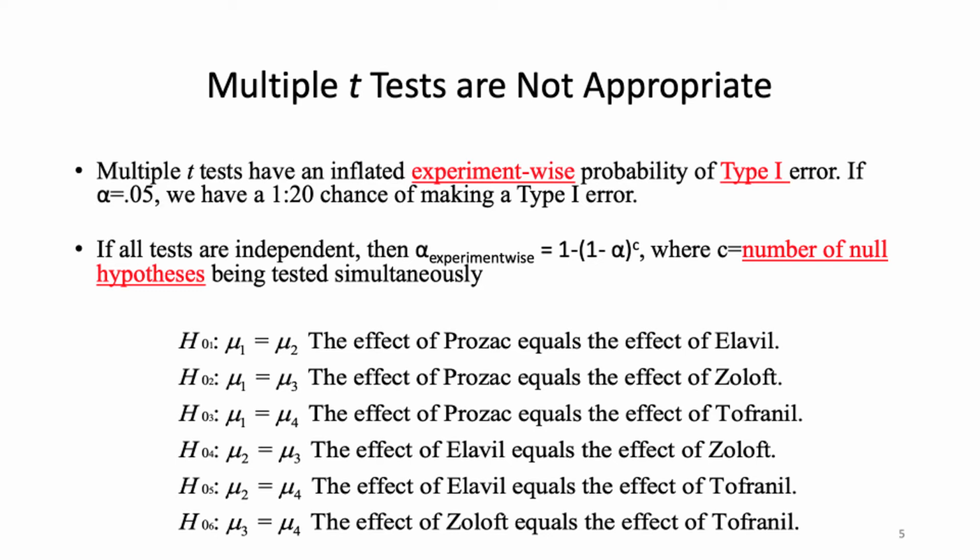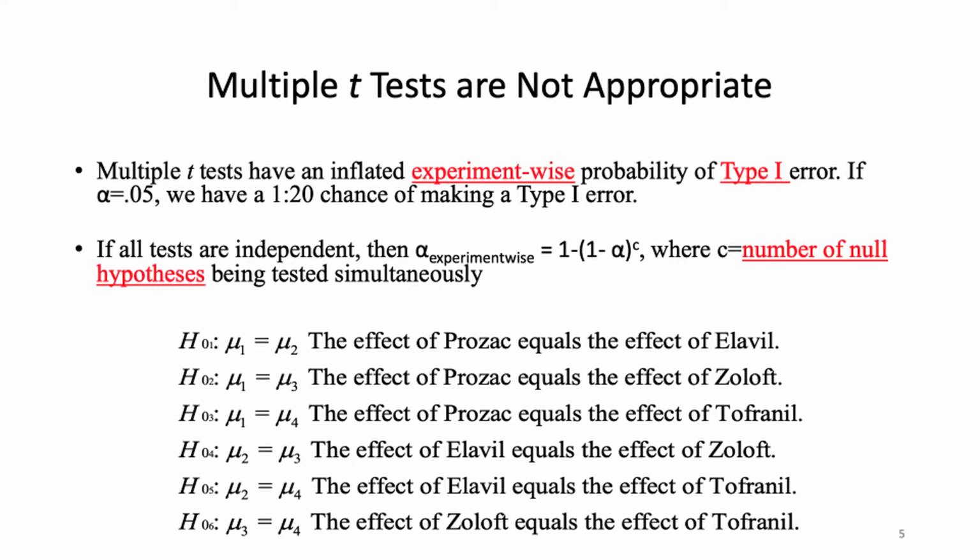So for example, let's say we have 6 different tests here on the effects of Prozac versus Elavil versus Zoloft versus Tofranil. So we have 4 different types of antidepressants, and we want to find out which of them is most effective in treating depression. That is, after taking these prescriptions for a while, which sample using a particular prescription results in the lowest depression. That is, which of these drugs is most effective. Well, with 4 different drugs, we have 6 different tests.